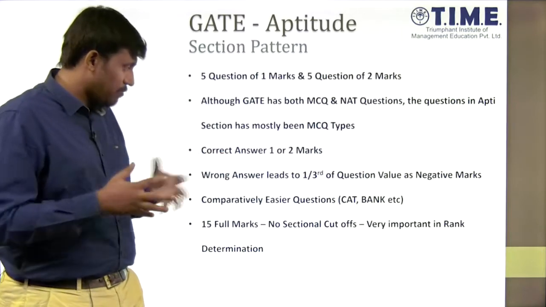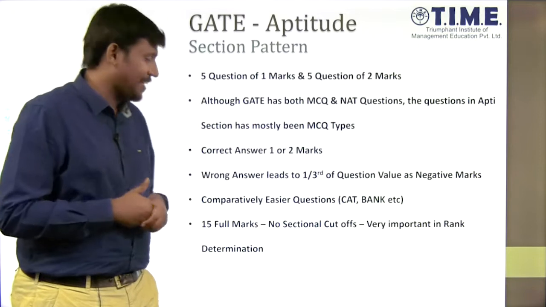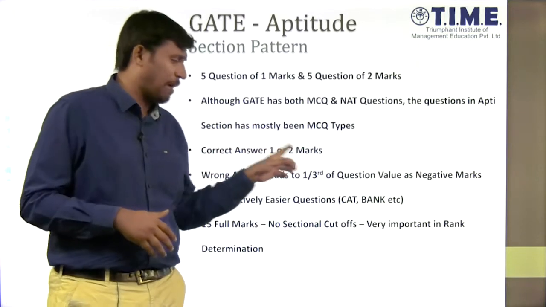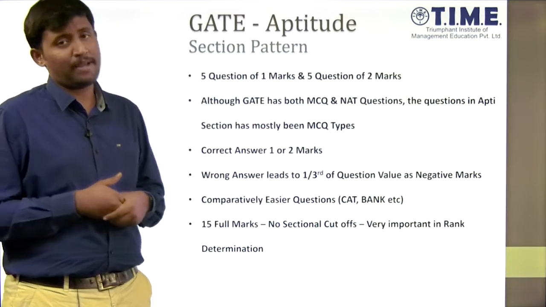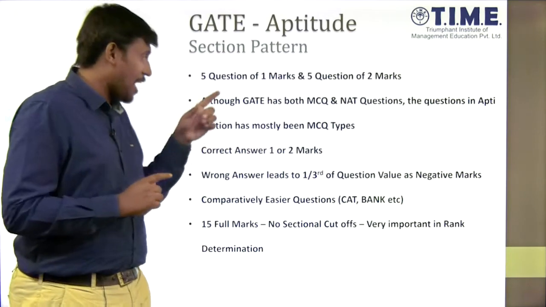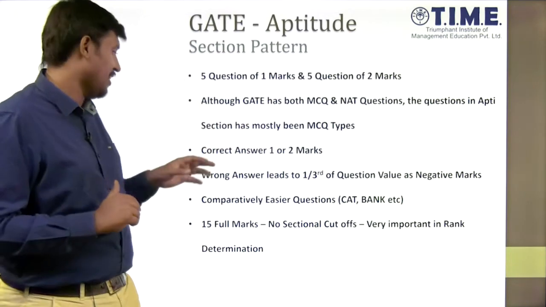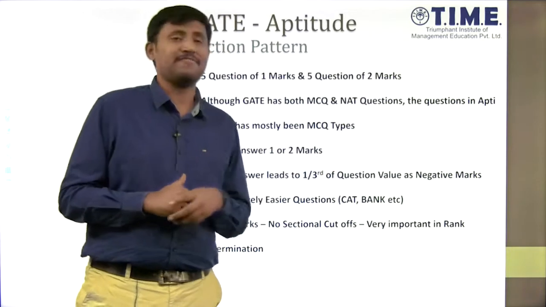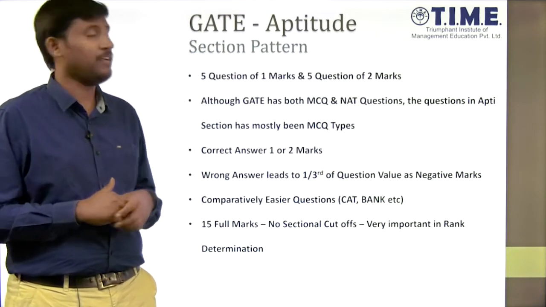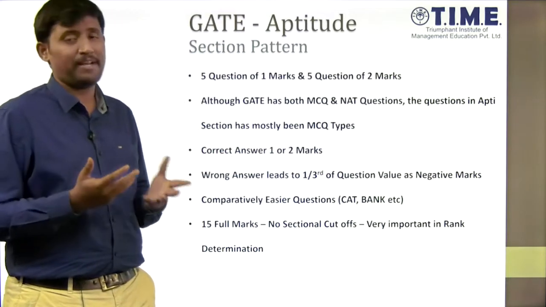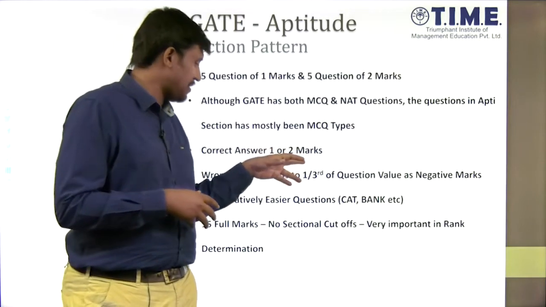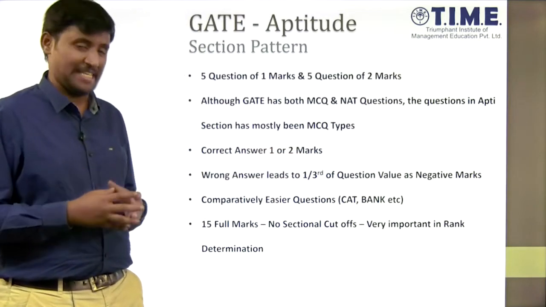Okay, so what about it? In an MCQ question, every correct answer gets you either 1 mark or 2 marks, depending on whether it's a 1-mark question or a 2-mark question. But in an MCQ question, if you give a wrong answer, it leads to 1/3 of the question value being deducted as negative marks. Meaning, if you get a 1-mark question wrong, you get minus 0.33. And if you get a 2-mark question wrong, you get minus 0.66.